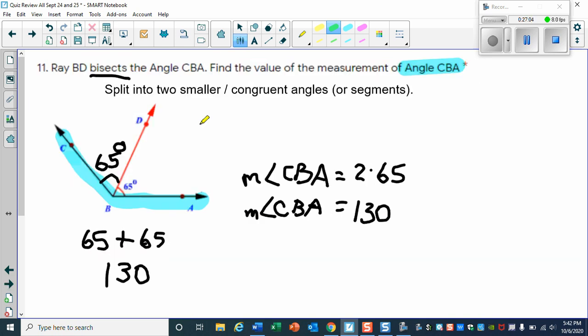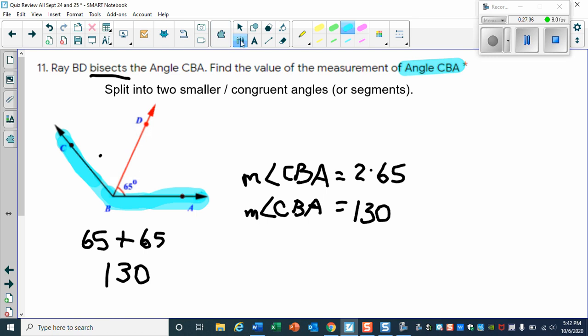Okay, 11. This one, the bisector. So this ray right here, BD, bisects the overall angle CBA. So CBA goes from here, turn here. So they want us to find the overall measure.